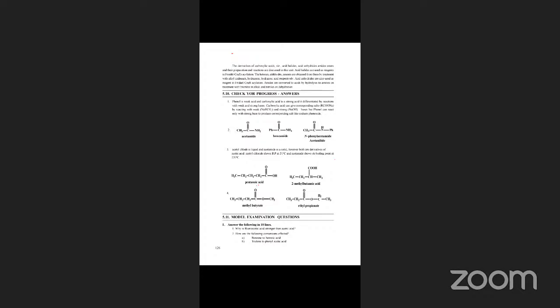Aldehydes and ketones are completed, and carboxylic acids and their derivatives are also completed. In carboxylic acid derivatives, you have to write the general preparation methods of carboxylic acid. This is one question. And the second question is: write any three chemical properties of carboxylic acid. You have to write any three.